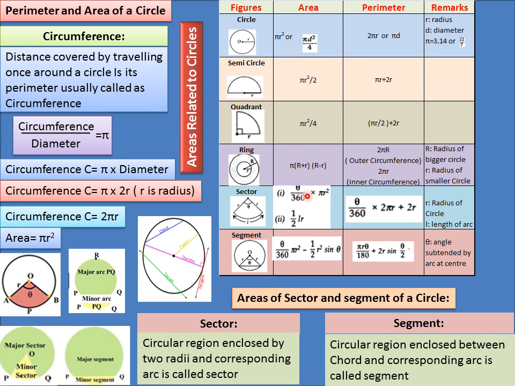So please remember all these areas to find any combination of a circle that is given, to find the area or to find the perimeter. I hope this is very useful for you all. Once you are able to remember this whole slide, you will be able to answer any question given in this chapter. So all the best.